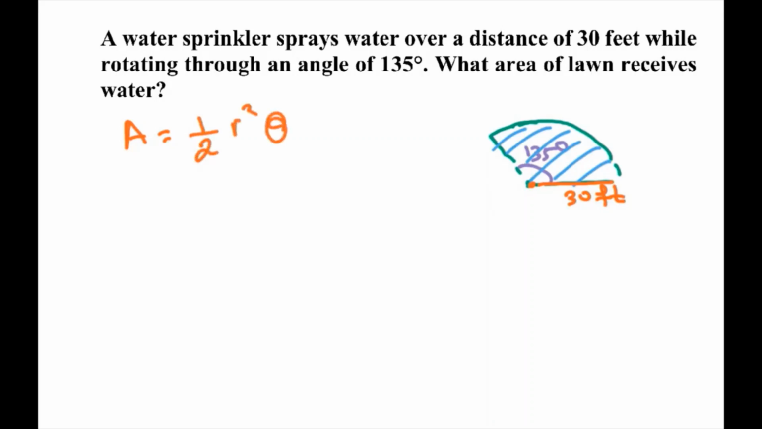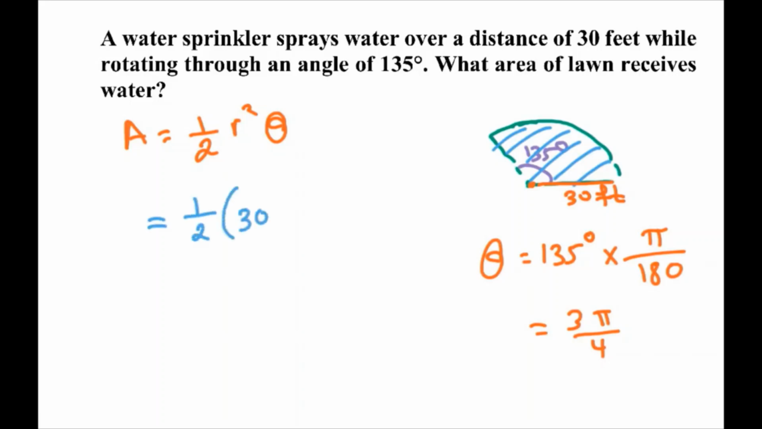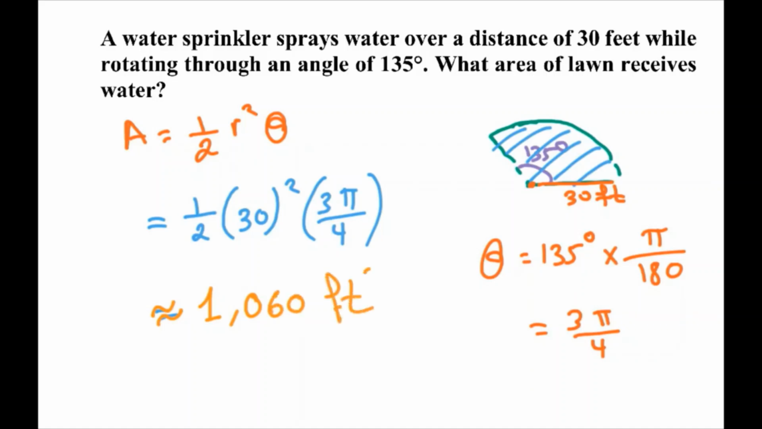Now I do have r, and I have theta in degrees. I need to change it into radians. Multiply by pi over 180, that's equal to 3 pi over 4. So you go here: equals 1/2 times 30 squared times 3 pi over 4, which is going to be equal to around 1060 square feet. That's to the nearest whole number.